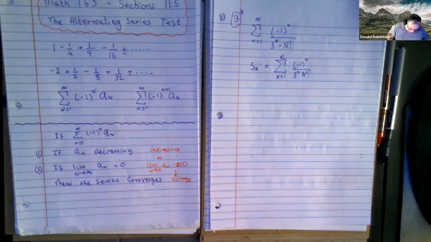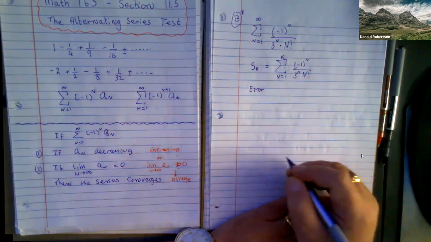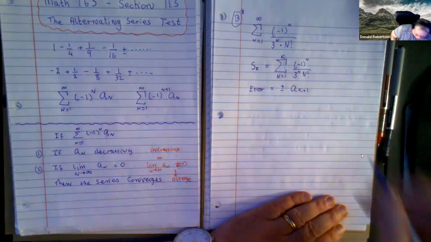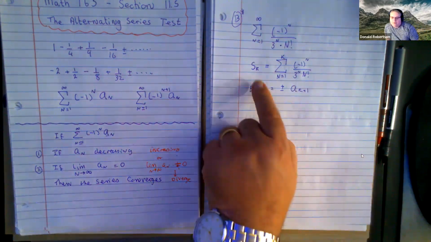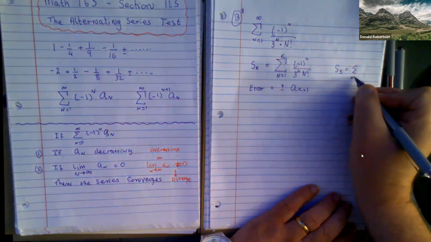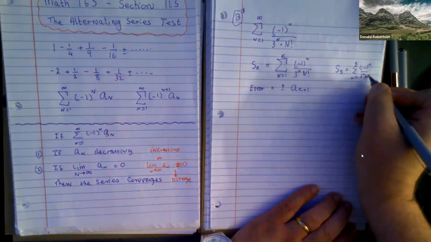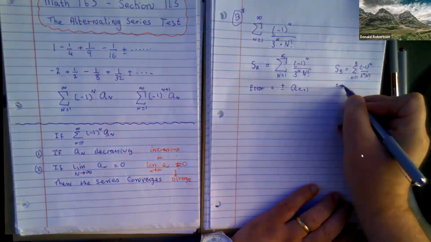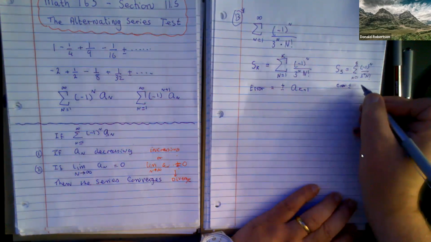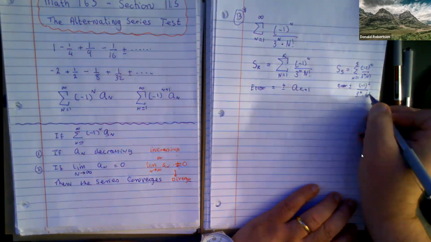But what the alternating series test says is remarkable, but it's true. It says that the error, the worst case scenario, is plus or minus the next term. So if I used S5 to get my estimate, that would be basically just adding up the first 5 terms. The error would be plus or minus the 6th term. And the 6th term here would be -1 to the 6, over 3 to the power of 6 times 6 factorial.